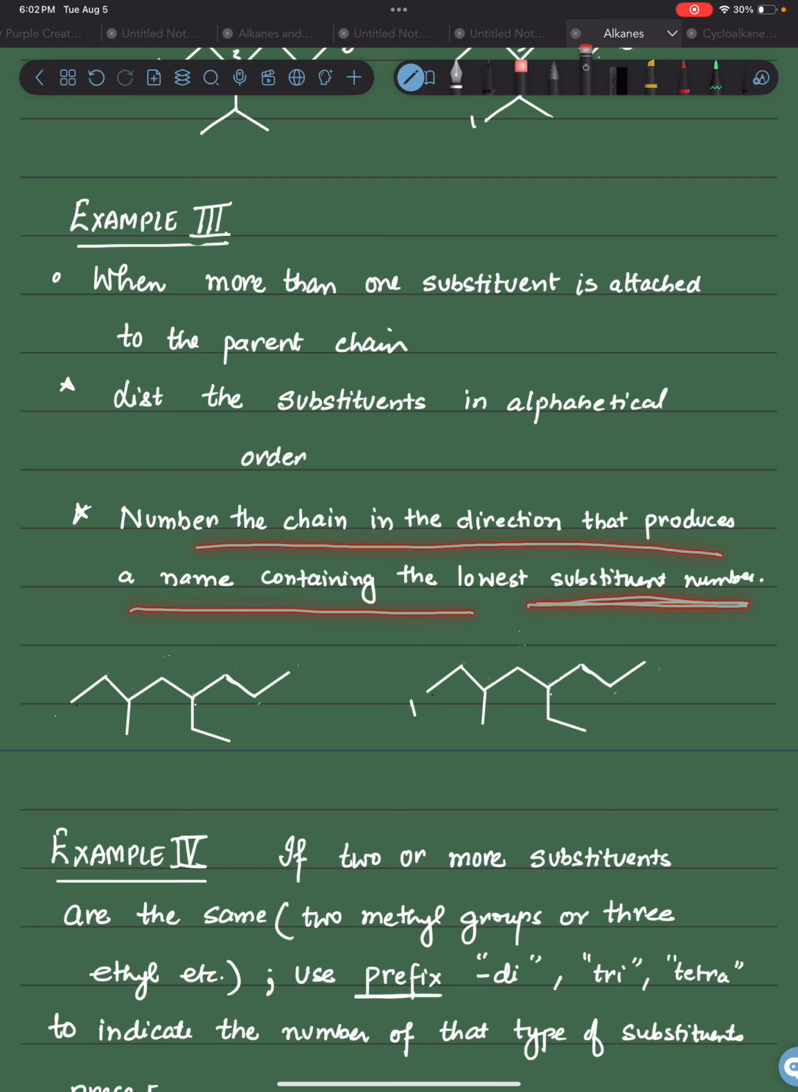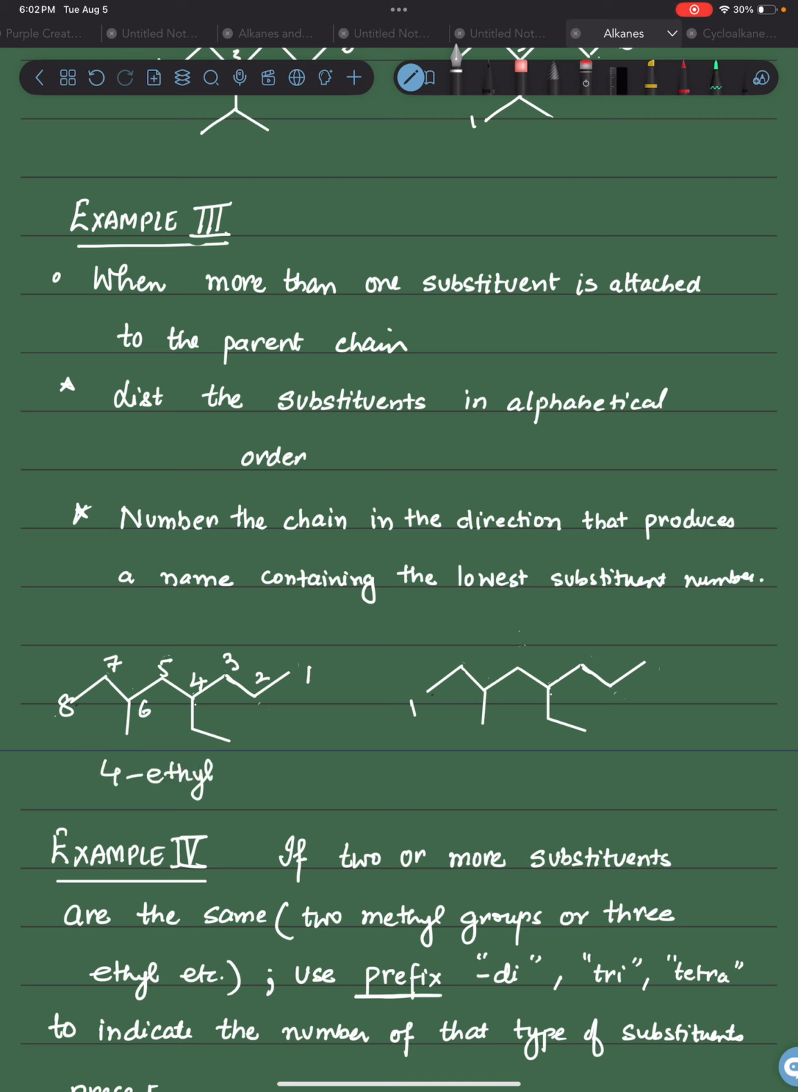What does that mean? So let's go 1, 2, 3, 4, 5, 6, 7, 8. So it's an octane. At the fourth carbon, you have an ethyl group. At the sixth carbon, you have a methyl group. So the name would be 4-ethyl 6-methyl octane.